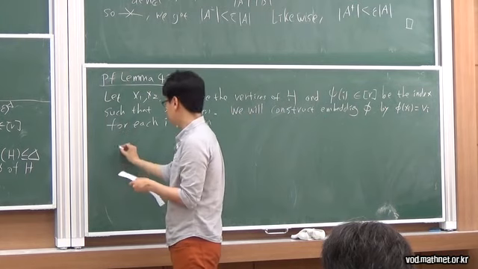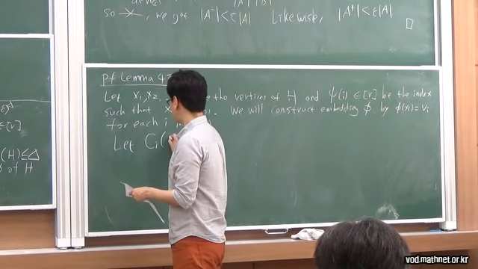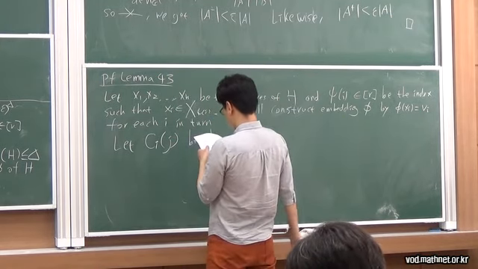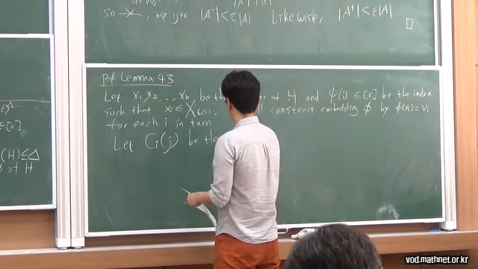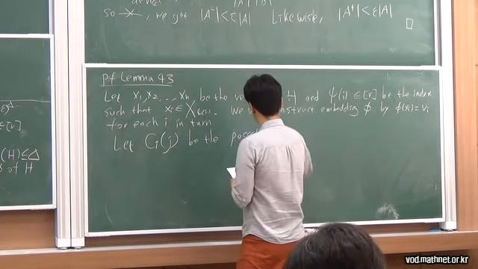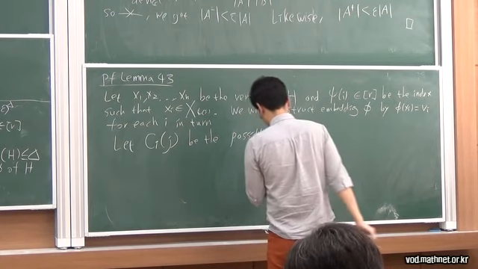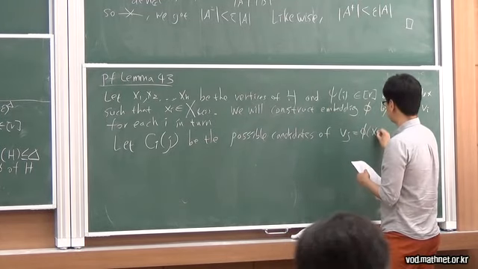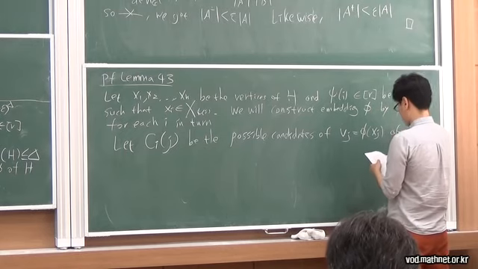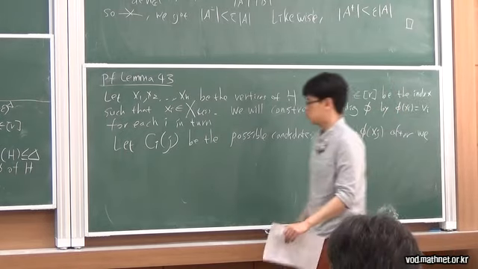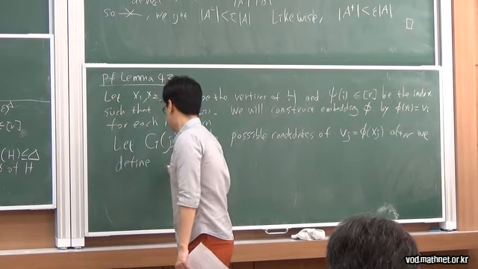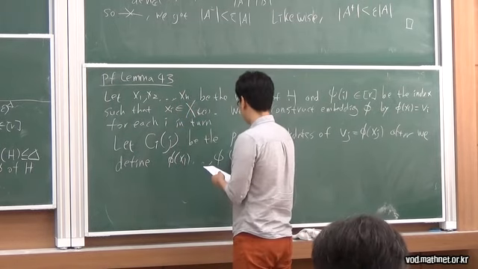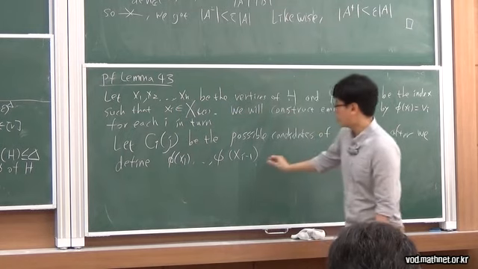So let C sub i of j be the possible candidate of, say, B sub j, so the image of x sub j, after we define, so after we embed pi of x1 to pi of xi minus 1. So we are about to embed xi.